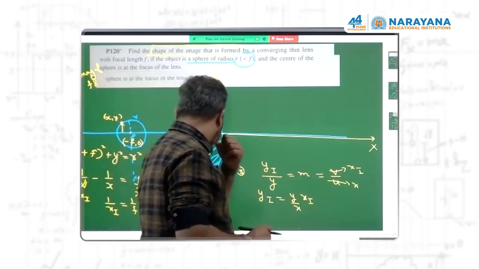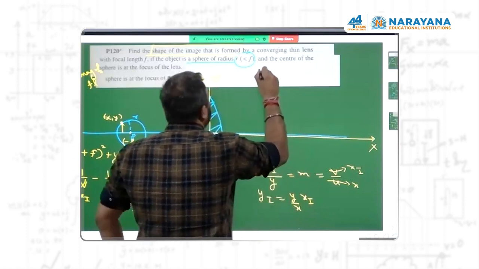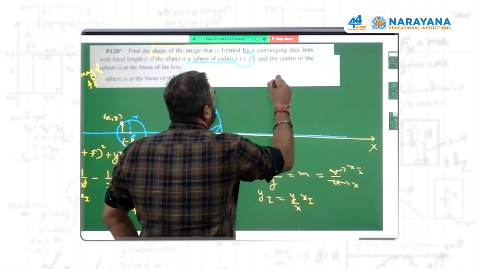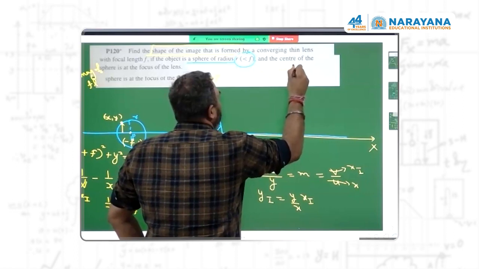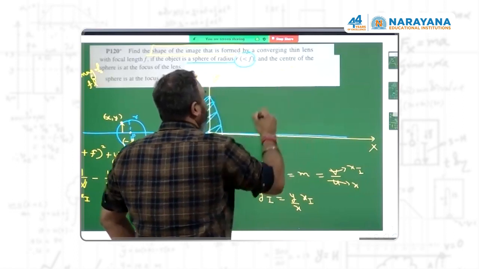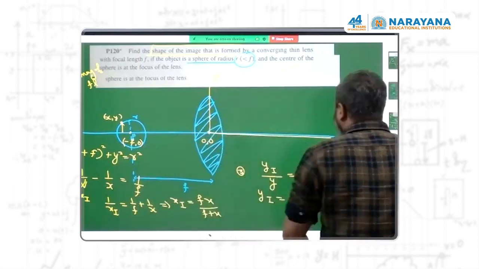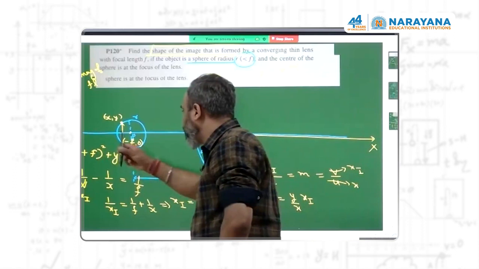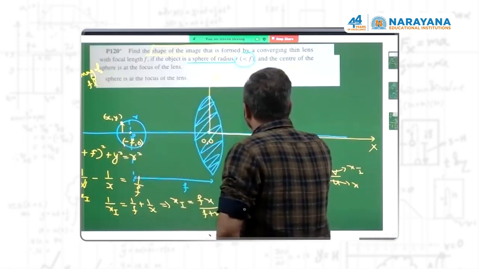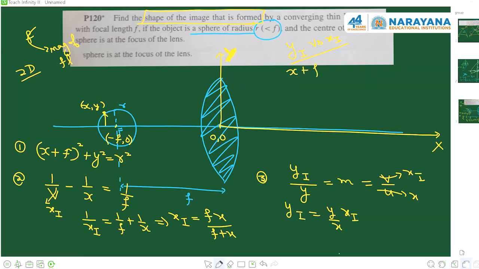Now there are some simple concerns I have got. I need to find out an equation of y image versus x image. That's what I'm searching for, y image versus x image. And I think in the same equation which was given, that is, look into that equation, x plus f square plus y square is equal to r square. Observe it and try to convert this equation into x image, y image.